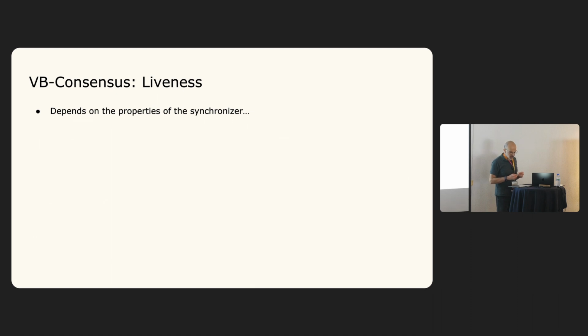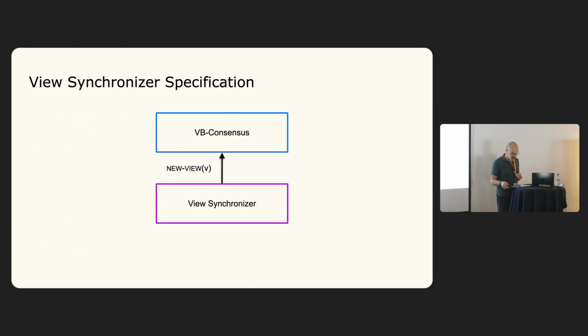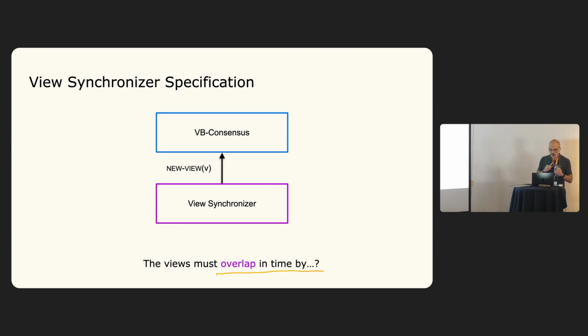Okay, so we have safety. So now, what about liveness? Liveness depends on the properties of the synchronizer. So what are these properties? We need to have this overlap in time. So what should be the overlap that we must guarantee? By how much do the processes need to overlap in the same view?